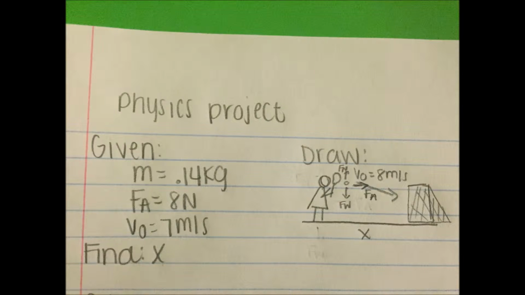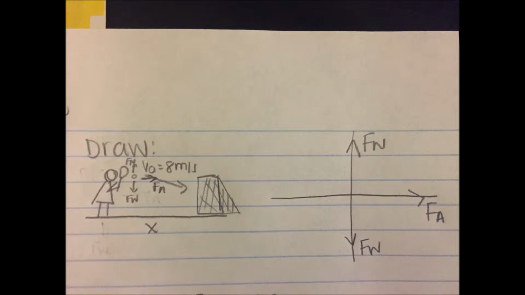First, you write down your givens, so your mass will be 0.14 kilograms, your applied force will be 8 newtons, and your starting velocity will be 7 meters per second, and you're finding x. Next, you draw your picture and label the starting velocity, x, and the appropriate forces. Then you'll draw the free body diagram with the forces according to the picture you just drew.